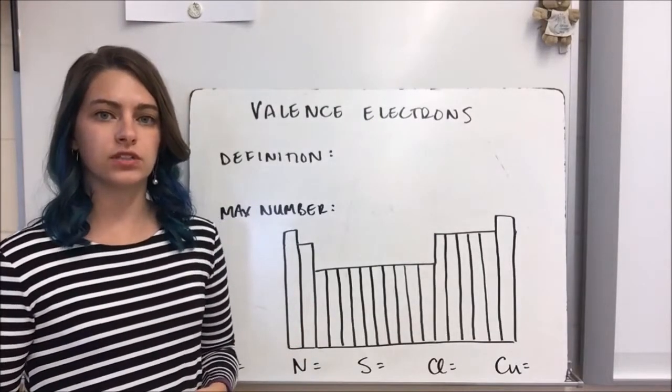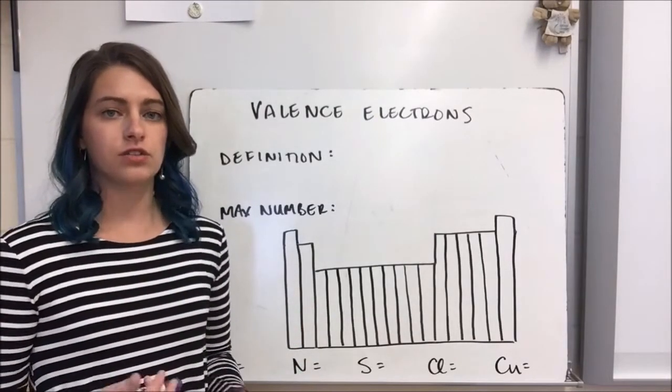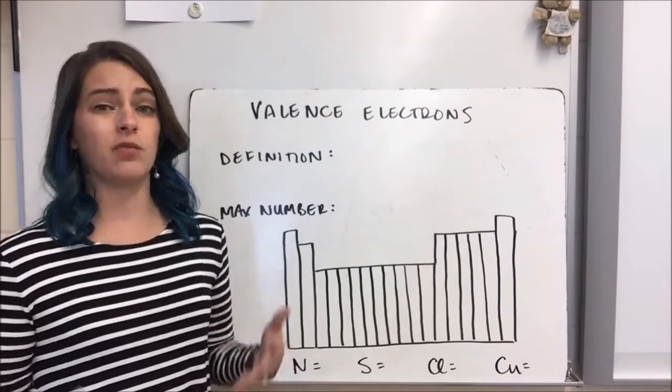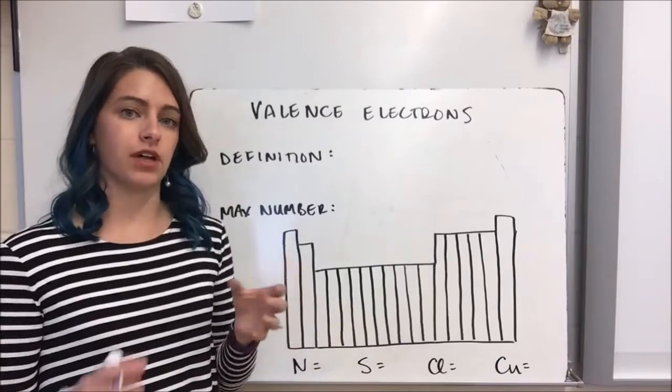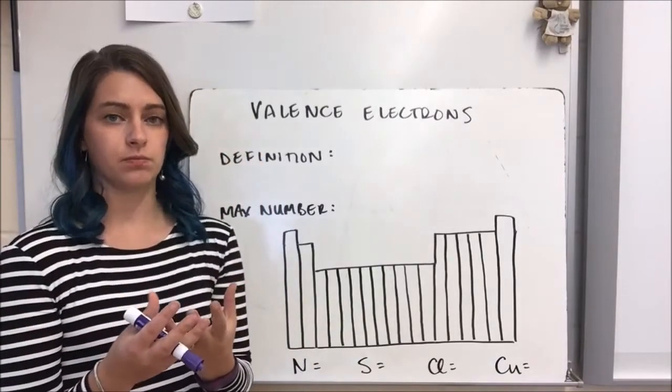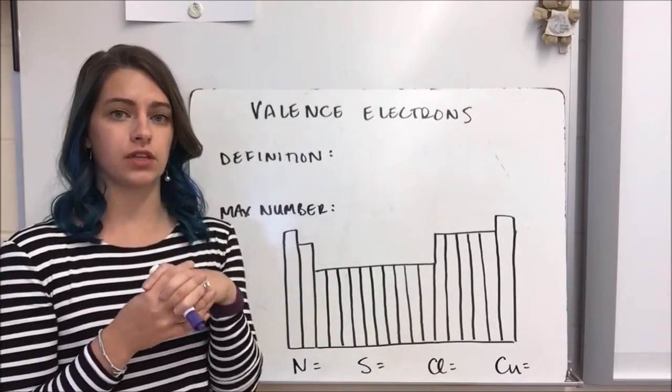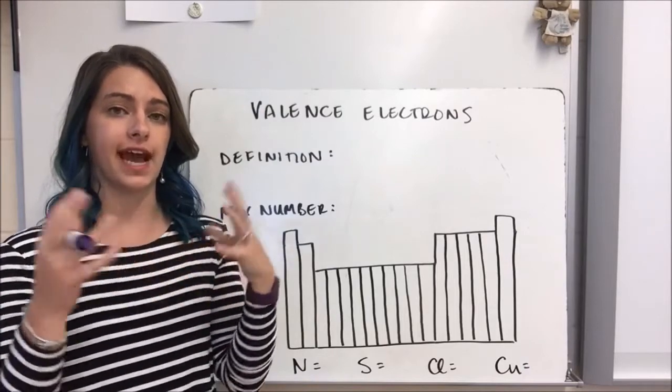So this video is going to look at valence electrons. The first thing we need to do is define what a valence electron is. Well, we know that the electrons live on the outside of an atom. So in the nucleus, we have our protons and our neutrons, and our electrons are on the outside.